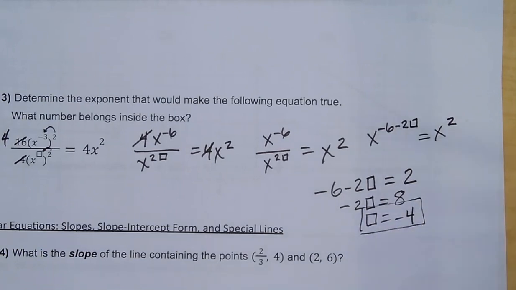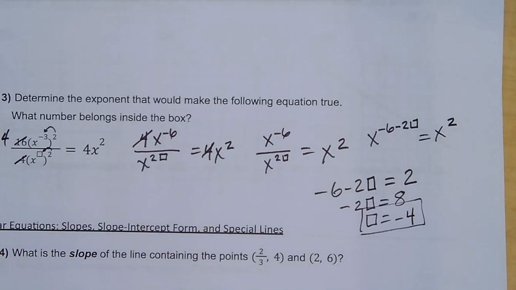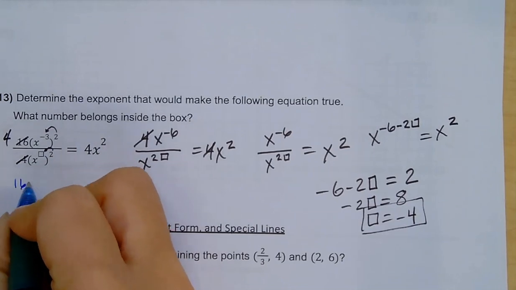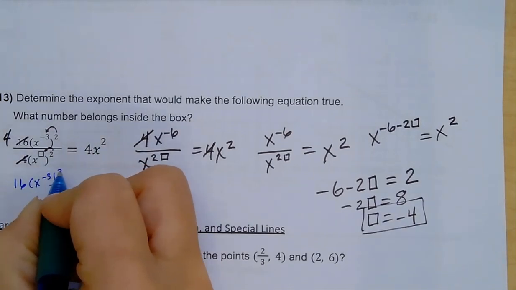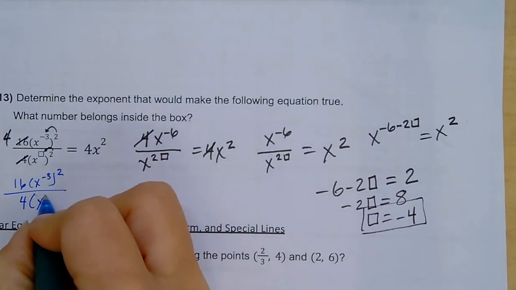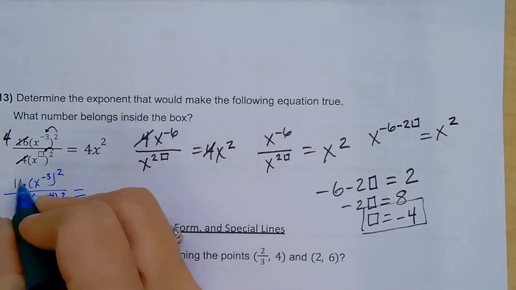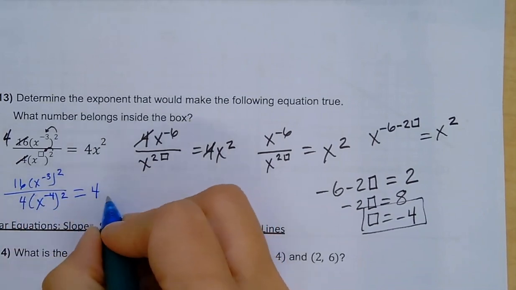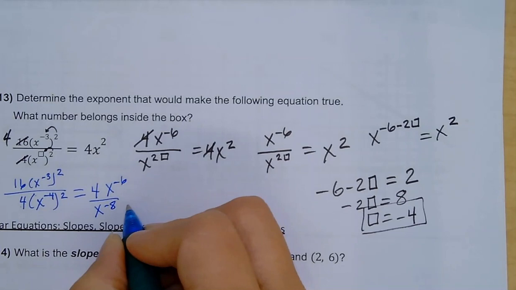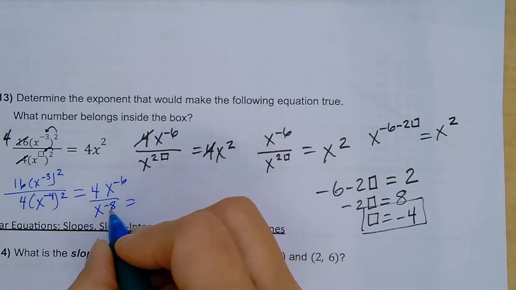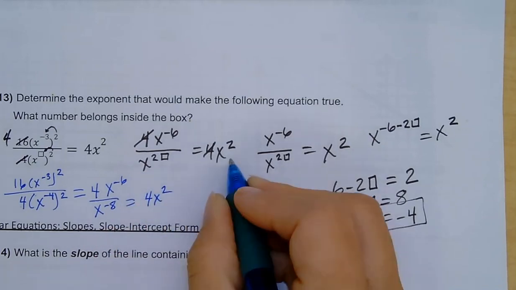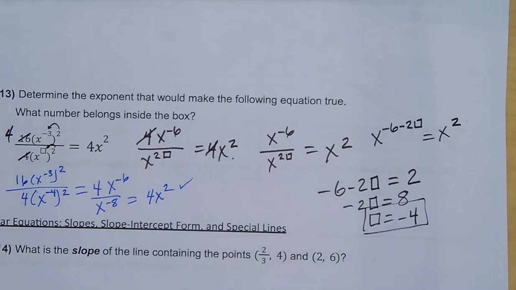Okay, let's plug it back in and double check and make sure that's true. If my box in the original is negative 4, then I have 16 times x to the negative 3, all squared, over 4 times x to the, we have just determined it's negative 4 squared. And if I simplify that, I get 4 times x to the negative 6 over x to the negative 8. And I know that that is negative 6 minus negative 8, which is negative 6 plus 8. So I have 4 times x squared. And that is true, so that means we came up with our correct answer.